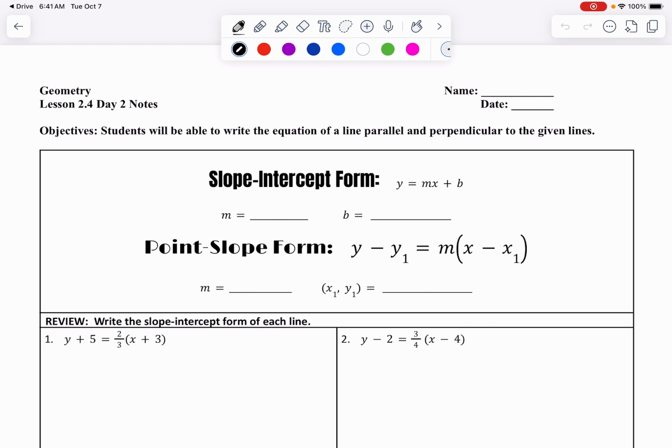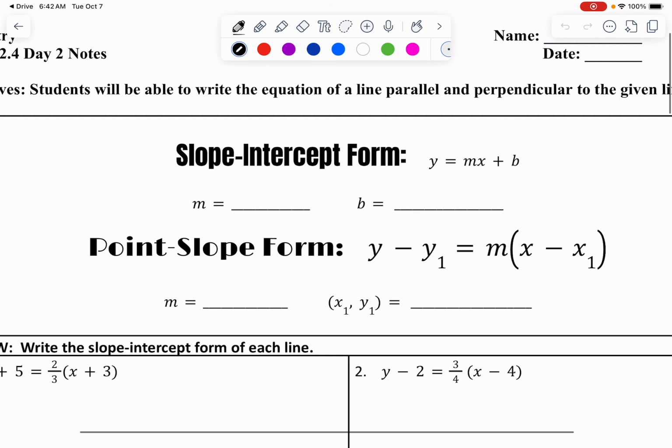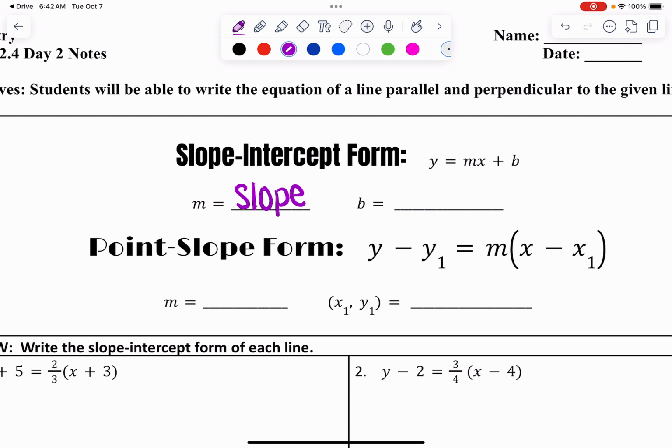Okay, so these notes are going to cover the other half of lesson 2.4. So today we're going to be talking about, now knowing how to write slope, writing now the full equation of a line that's parallel to a line and that is also perpendicular. So just as a reminder, the two forms that we are looking at: slope-intercept form is in the form y equals mx plus b, where m represents your slope and b represents your y-intercept.